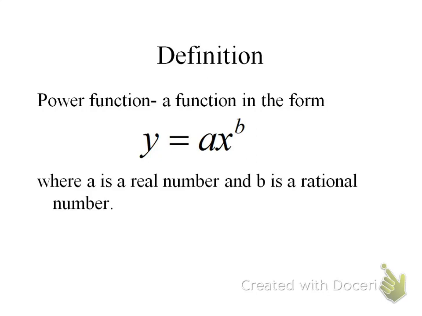Now, you've seen these before. They would just have something like a 2 or a 3 or a 4 in the exponent. Those are still considered power functions because whole numbers are still rational numbers. But usually, when we write it like this and call it a power function, we're usually referring to something with a fraction in the exponent. So you will start to see functions that have fractions in the exponents. We call those power functions.